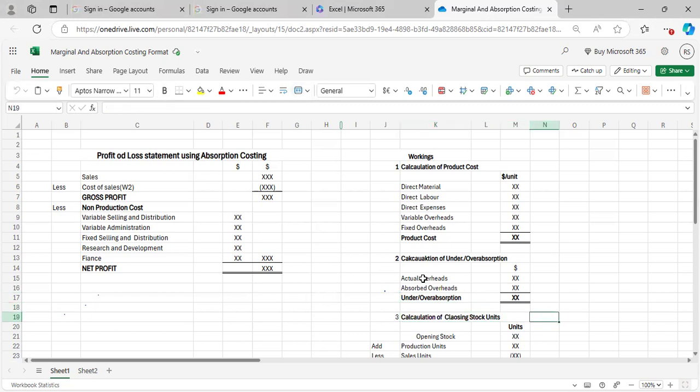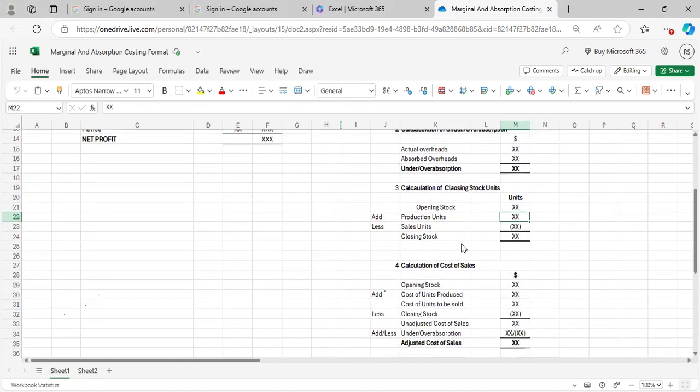Calculation of closing stock units. How will we calculate the closing stock units? Opening stock units plus production units less sales units gives the closing stock. Calculation of cost of sales. How will we calculate the cost of sales? Opening stock and cost of units produced gives the cost of units available to be sold. Then we deduct the closing stock and we get the unadjusted cost of sales. Why is it unadjusted? Because we have to adjust for under or over absorption.